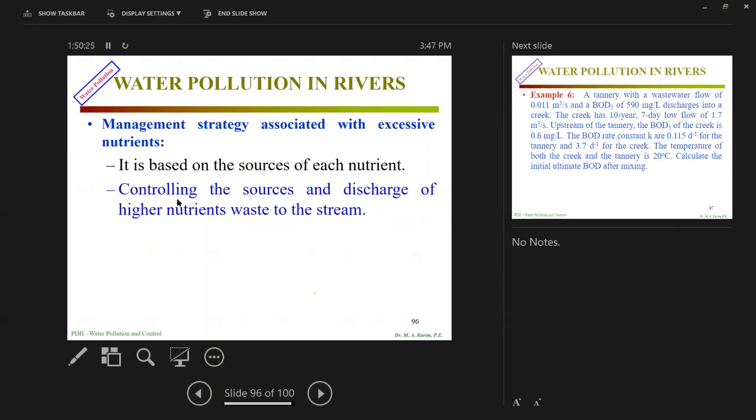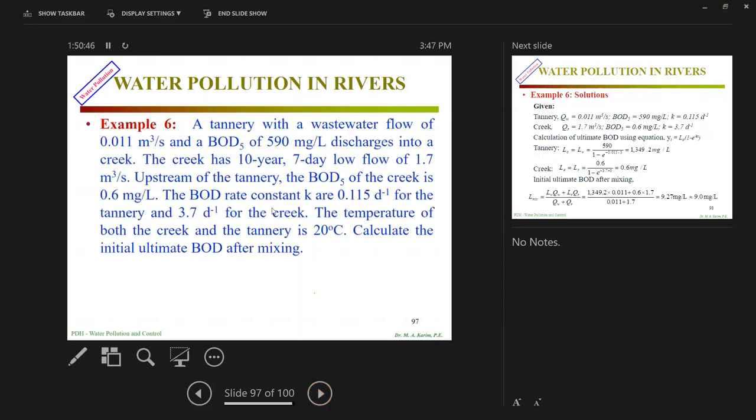In certain cases, we do a little bit of treatment at the source, the wastewater treatment. Nitrobacter and other organisms can remove some of the nitrogen. For phosphorus, we have to use some kind of biological treatment process, or nitrogen and phosphorus both can be removed with a precipitation process, a chemical process, like ferric chloride or alum.